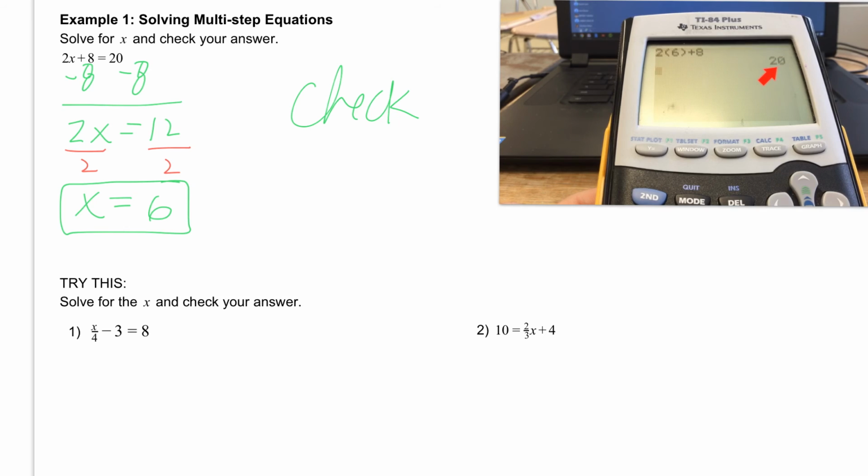If this number did not come out to be 20, then I know I made a mistake and I could go back and fix it. But since it was 20, I know I got my answer right.